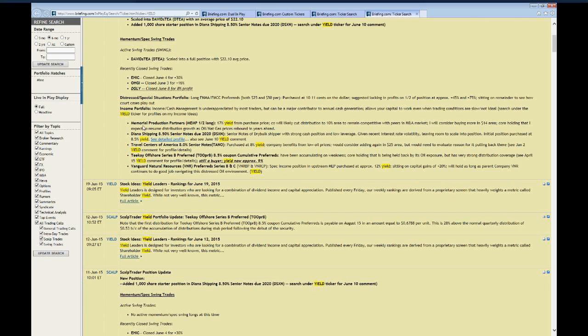The first position is a company called Memorial Production Partners, which is an upstream MLP. We purchased this at a 17% yield, which is, I think, compelling for most people, and have picked up about 20 to 30% in capital appreciation, 30% at the peak. I think we're currently up about 20%, and the yield has been bid down to about 14.5%.